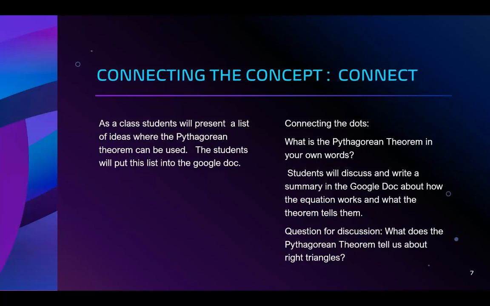Here, as a class, students will present a list of ideas where the Pythagorean theorem can be used in real world settings. The students are going to put this into the Google Doc, and then in their own words, they're going to continue to connect the dots by defining what the Pythagorean theorem is. Then, as a class, students will discuss what the theorem is and in what different real world settings they can use it. In the Google Doc, they're going to write a summary about how the equation works and what the theorem tells them. They're also going to add into the discussion as a class, what does the Pythagorean theorem tell us about right triangles?